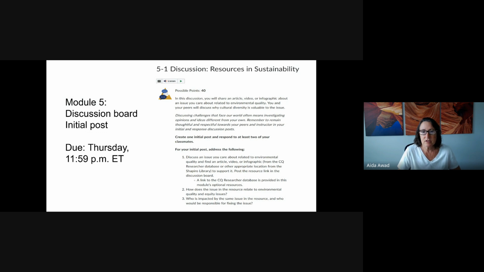You also want to start to focus on including citations in your posts and papers. So here you could cite the article from CQ Researcher that you base your post on. And you want to remember that there is a link to the Shapiro Library citations material inside the classroom. I encourage you to use that. It's really useful. And of course, make sure that you're addressing all of the prompts in your post.